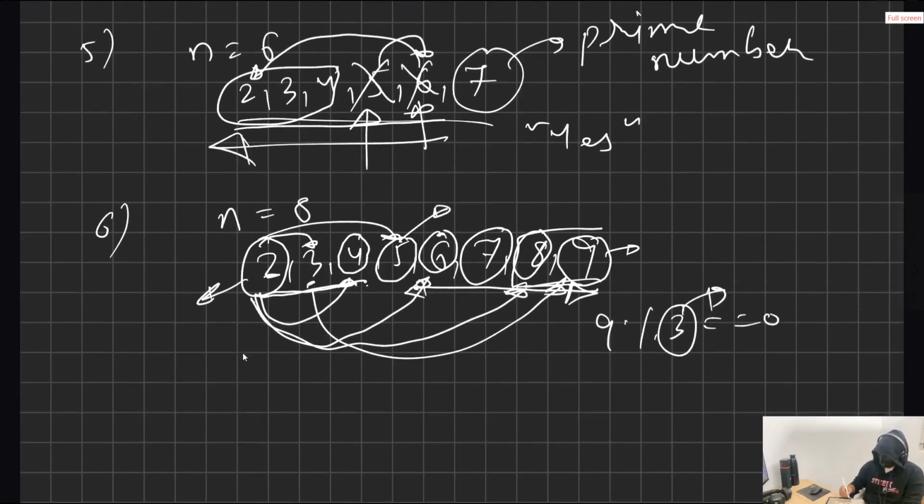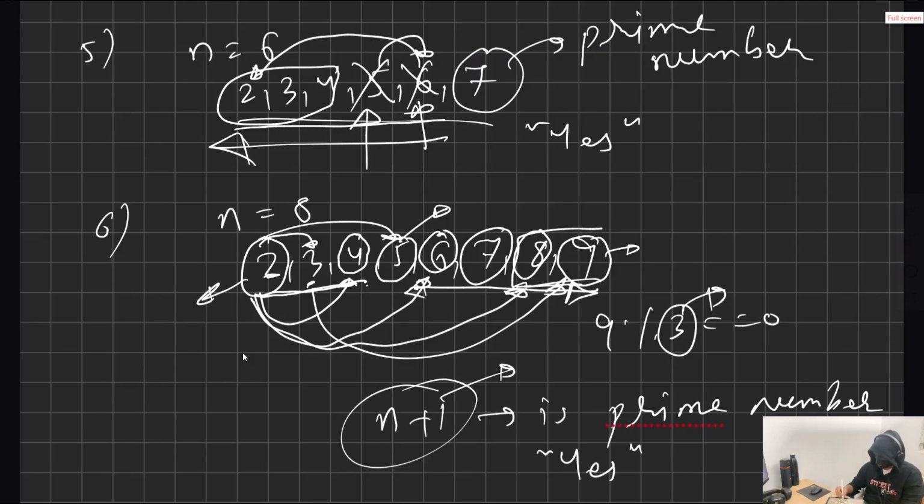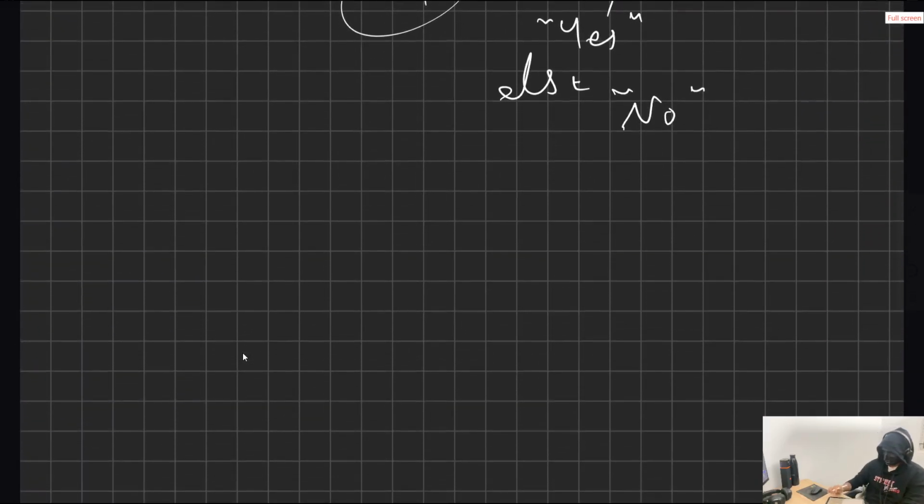So whenever your n plus 1 is a prime number, we should print yes, because the n plus 1th card is a prime number and it is winning against all other cards. Okay. And the other case is no, in all other cases it will not be divisible. So I think I've understood now.